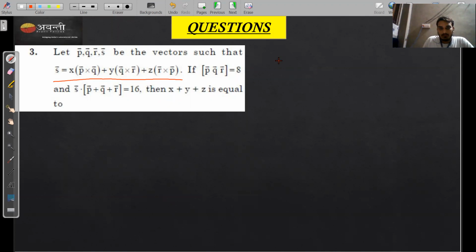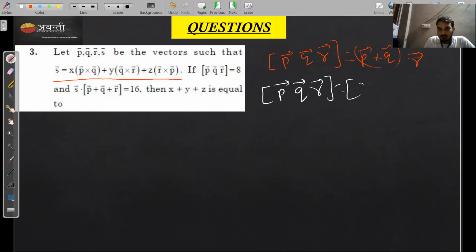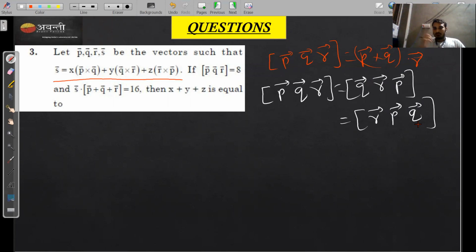So first of all, tell me what is box of p q r. We all know it is p cross q dot r. Yes or no? And also I'm writing it here. We also know box of p q r can be equal to box of q r p, which is equal to r p q, right? The cyclic order, right?